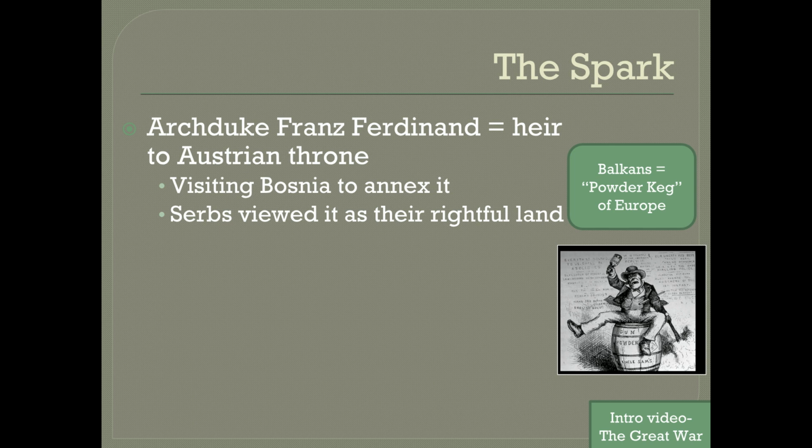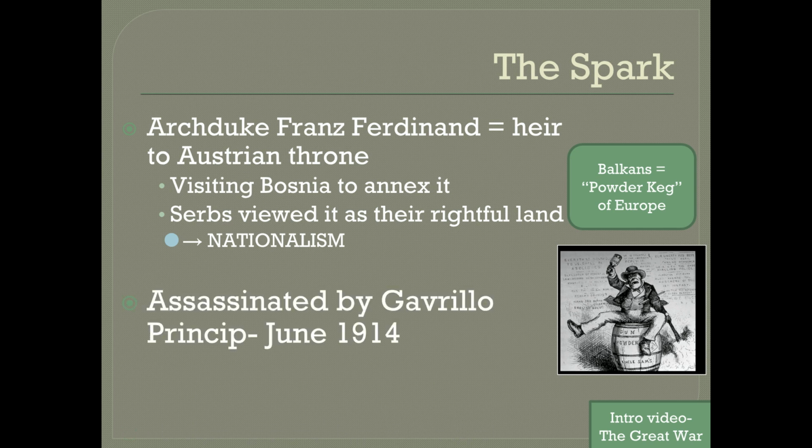Some of the Serbian nationalists took exception, and they thought that Serbia was their rightful land, or that part of Bosnia was their rightful land, and therefore they were willing to strike. This idea was extreme nationalism, and this extreme nationalism is what's going to lead to the assassination of Archduke Ferdinand. Gavrilo Princip would be the guy that would do it in June of 1914.